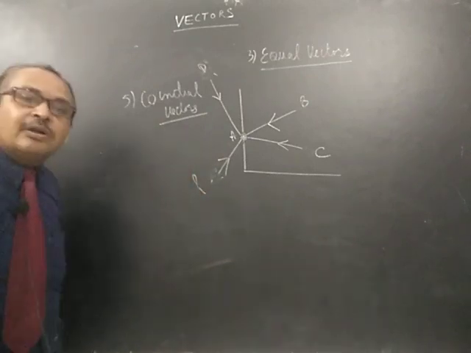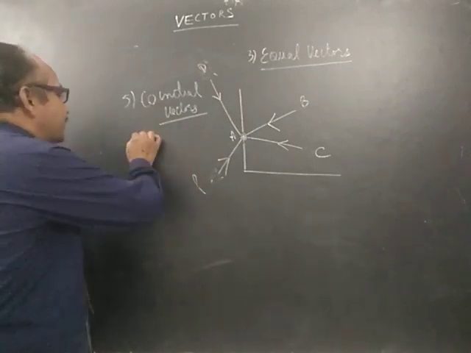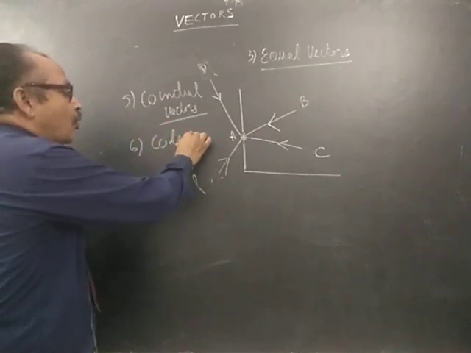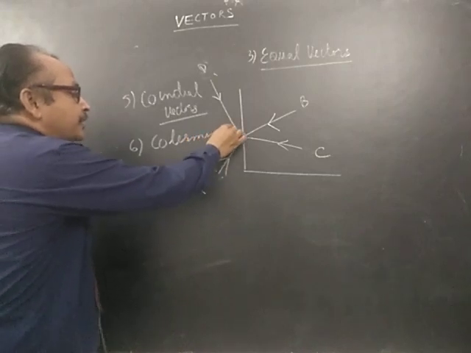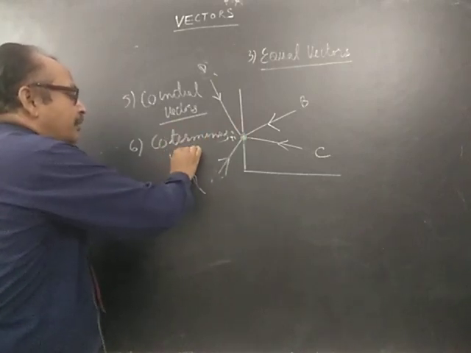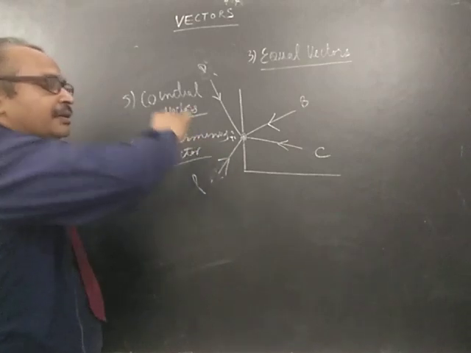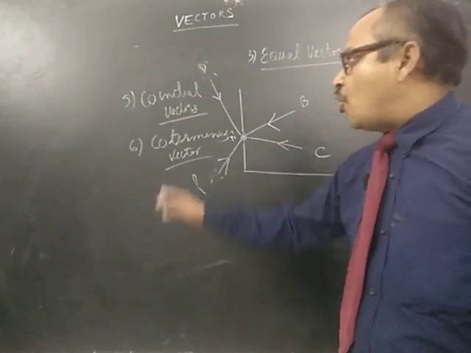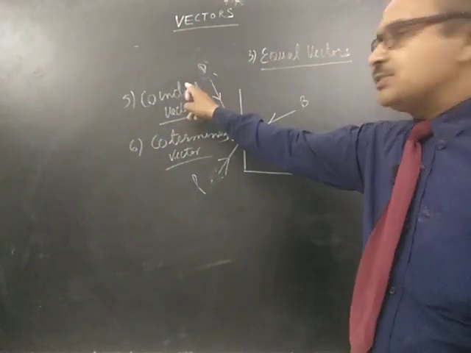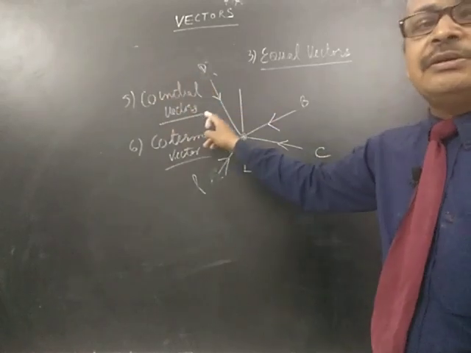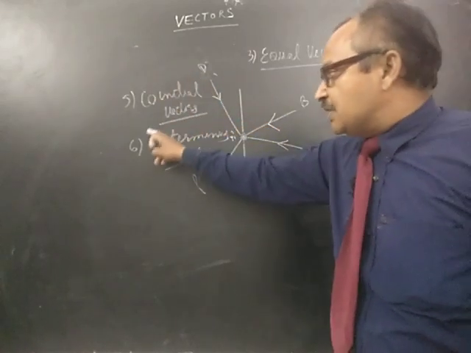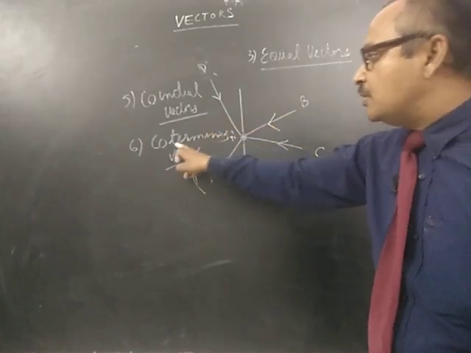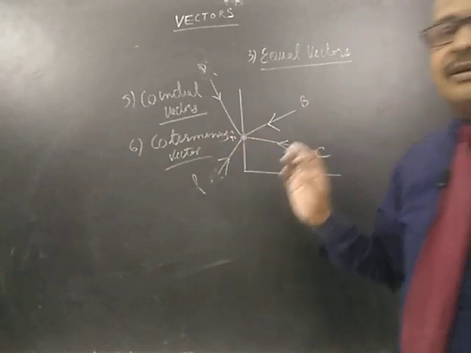So it will be called one more type of vector, vector number 6. It is called coterminous vector. So all those vectors which have a common initial point, starting point, are co-initial, and all those vectors which have a common ending point or terminal point are called coterminous vectors.